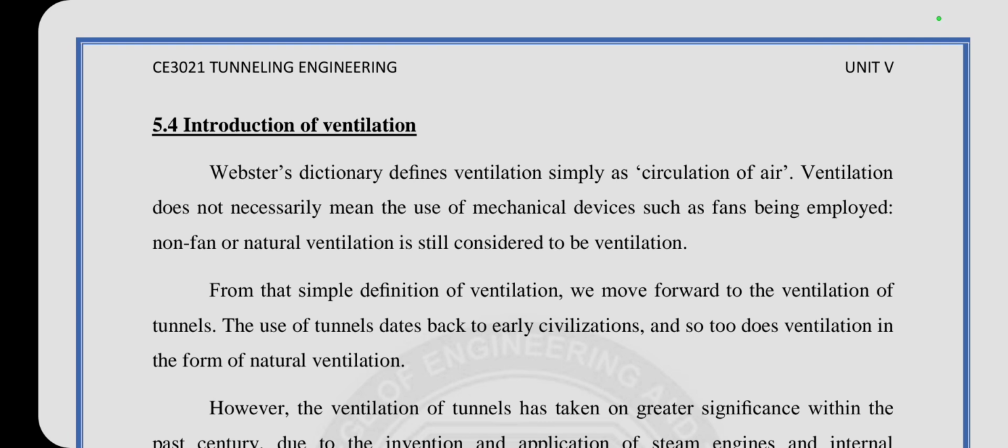So today we are seeing the topic of ventilation. First was the introduction of ventilation. The Webster Dictionary defines ventilation simply as circulation of air. Ventilation does not necessarily mean the use of mechanical devices such as fans being employed. Non-fan or natural ventilation is still considered to be ventilation.